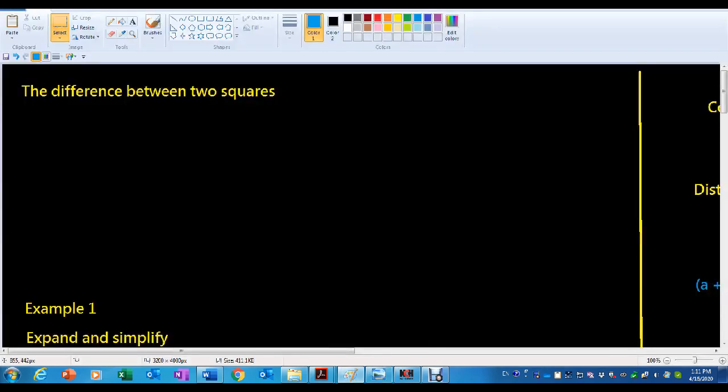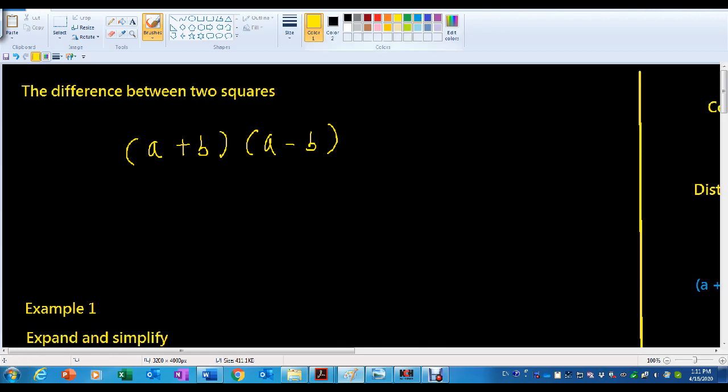Okay, so this lesson is the last part of our expansion of binomials. We are going to do the difference between two squares. What's the difference between two squares? Let's see, if I have two binomials, a plus b and another one, a minus b, what are we going to have as our expansion?